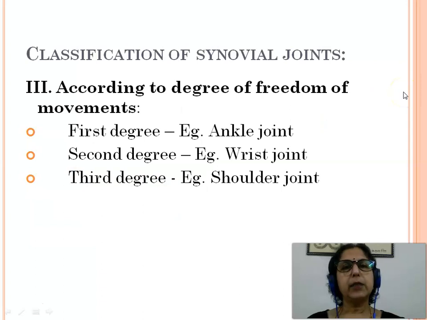We can also classify synovial joints according to the degree of freedom of movements into first degree, second degree and third degree joints. And examples for these being ankle joint for first degree, wrist joint for second degree and shoulder joint for third degree.